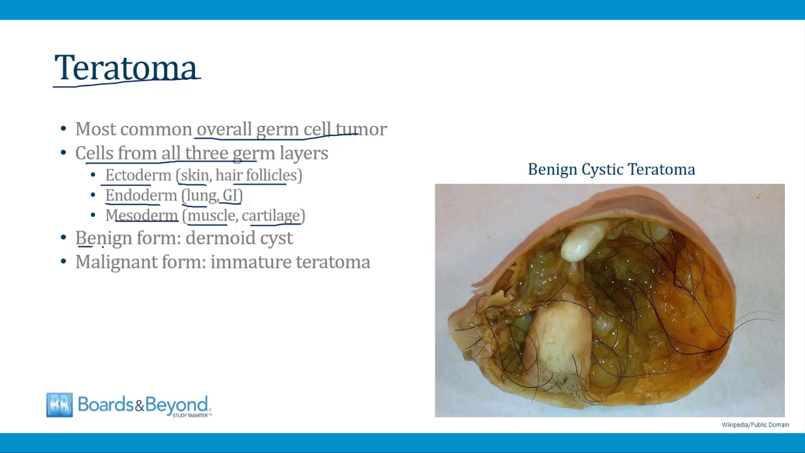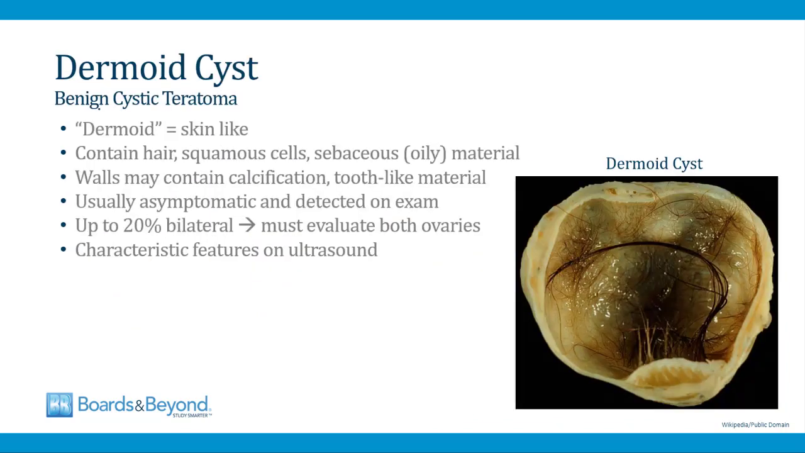Many teratomas are benign. Those are also called dermoid cysts. This is a picture of what one looks like on the slide here. You can see all the different tissue elements like hair and bone. And then there is also a malignant form of a teratoma. This is called an immature teratoma. So let's talk about the benign form because that's more common. It's called a dermoid cyst, as I said on the last slide. It's also sometimes called a benign cystic teratoma.